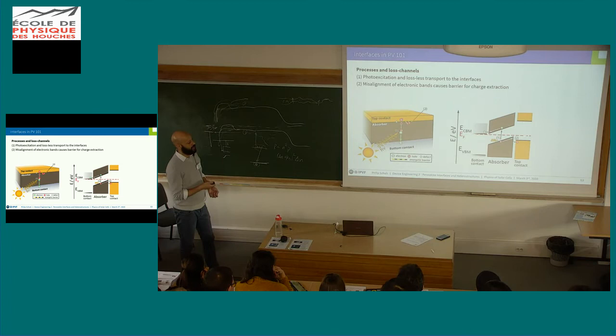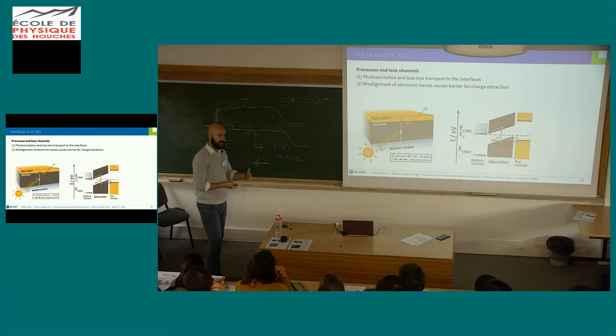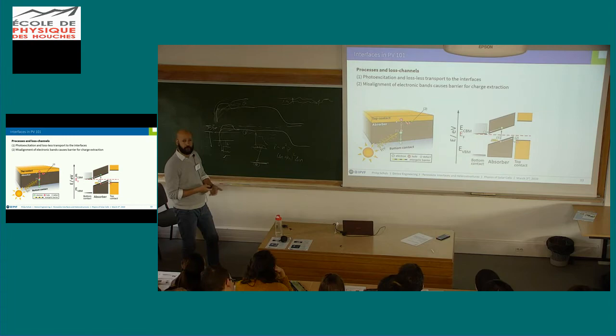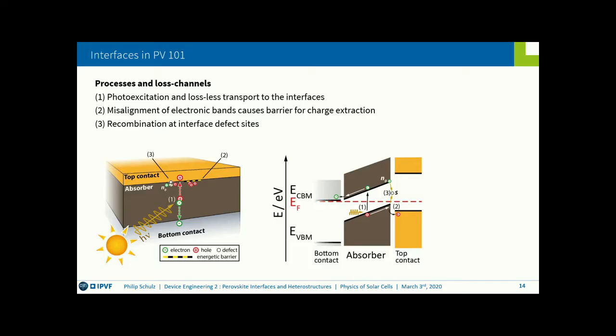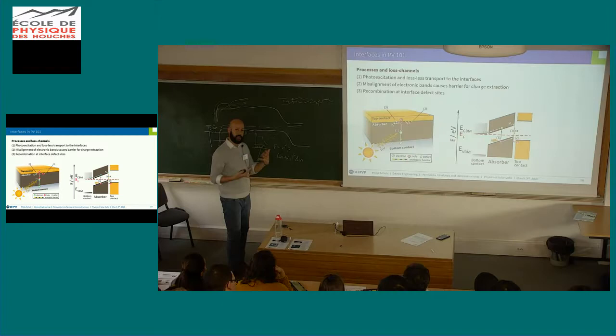So again, remember, holes are like bubbles in your water. They want to go up. So if you have an offset between your valence band and the absorber and, let's say, a P-type transport layer like nickel oxide, and there is this kind of gap, you actually cause a barrier for electrons to be extracted, which will show as a huge hit on your device characteristics, mostly the fill factor, but also the short circuit current.